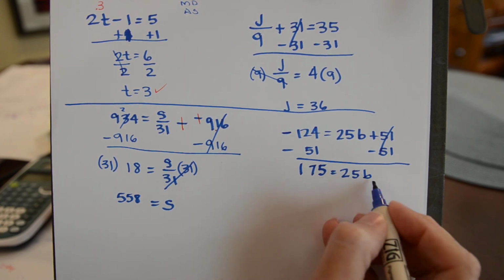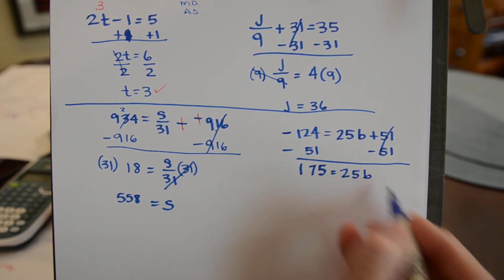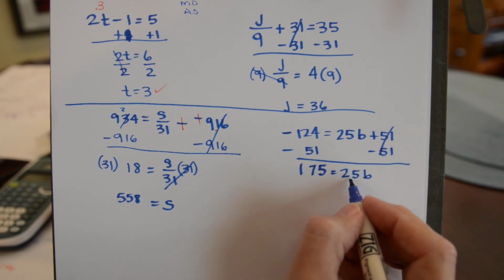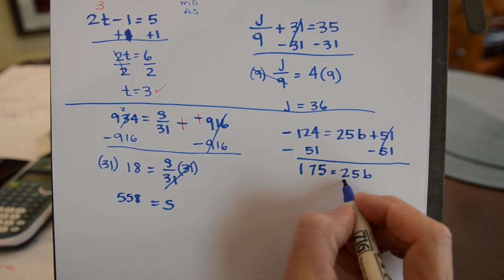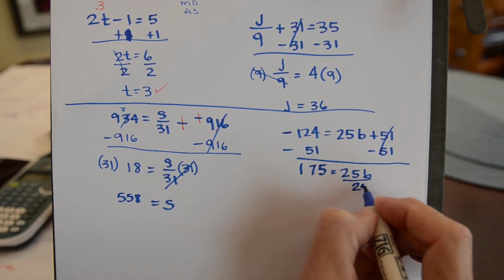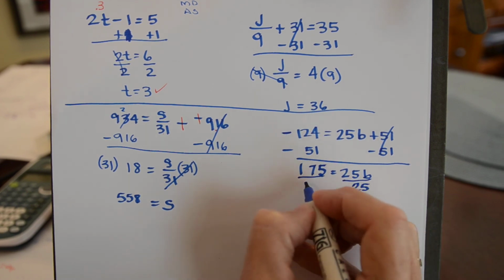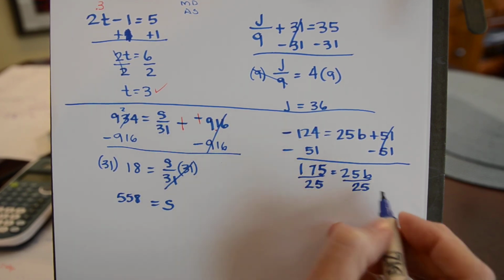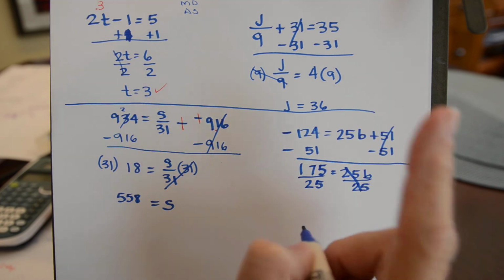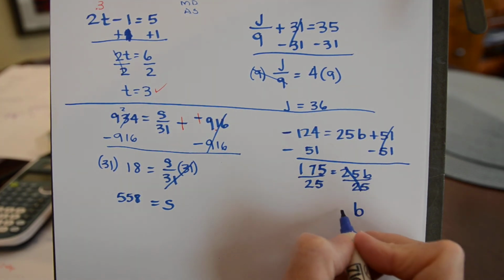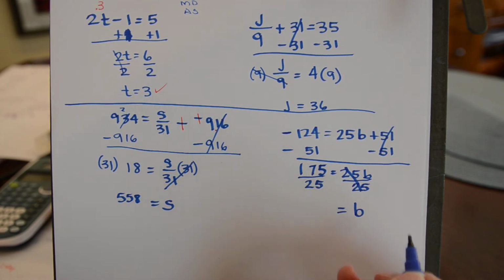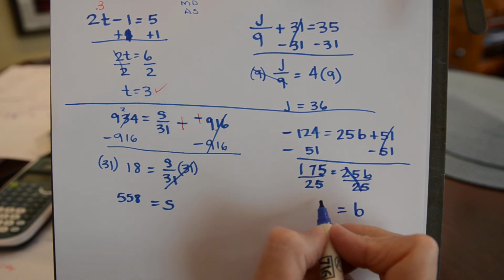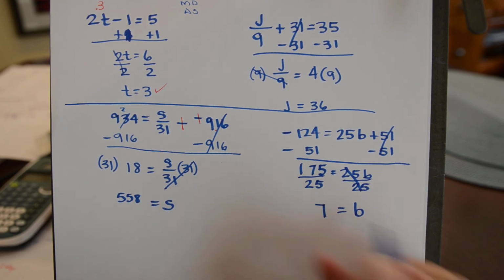This is multiplication. I want to get this 25 separated from the b. The opposite of multiplication is to divide both sides by 25. 25 divided by 25 is 1. 1 times b is b. And 25 goes into 175 7 times. So the answer should be 7 equals b.